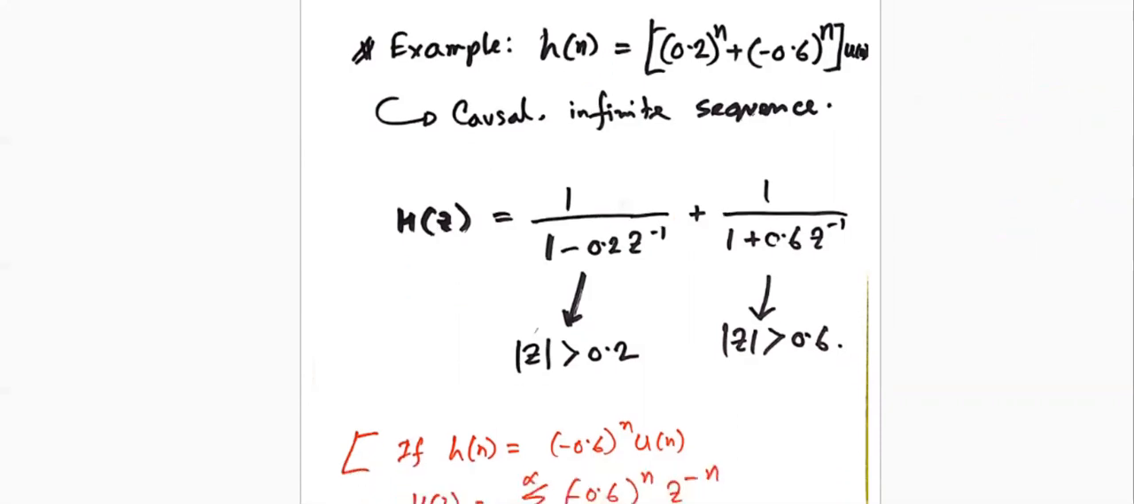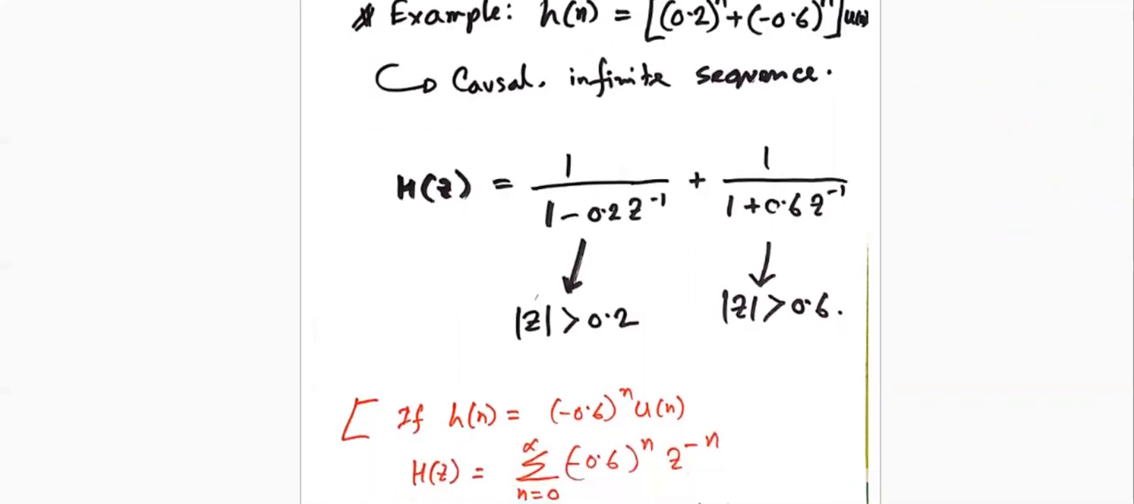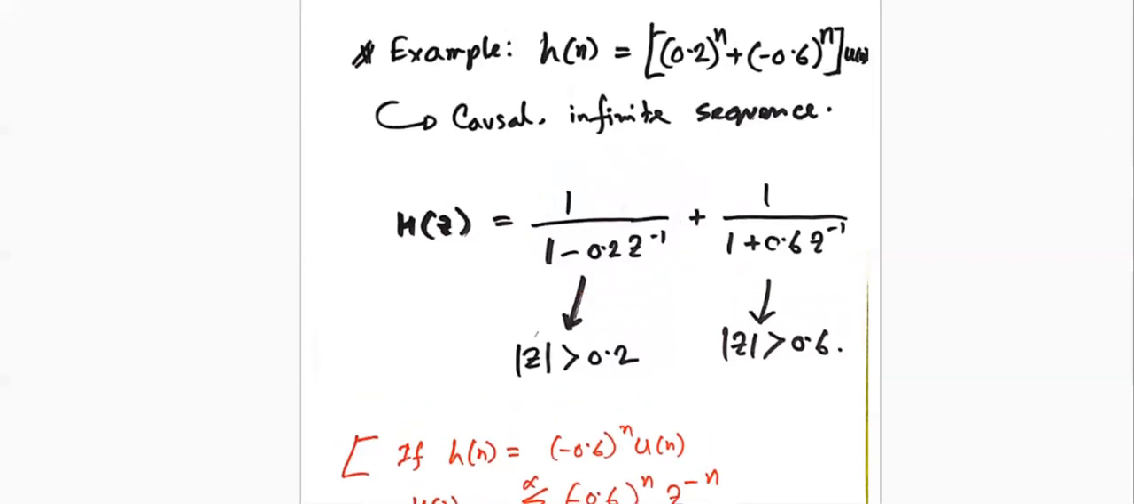Now there are certain things we can find. What is the ROC of this one? This is straightforward. Since the value of a is 0.2, the solution is more than 0.2. Of course, that's why more than 0.2. Here we have a minus 0.6. Still, you can understand that whether this is a minus or plus, it doesn't matter with us.